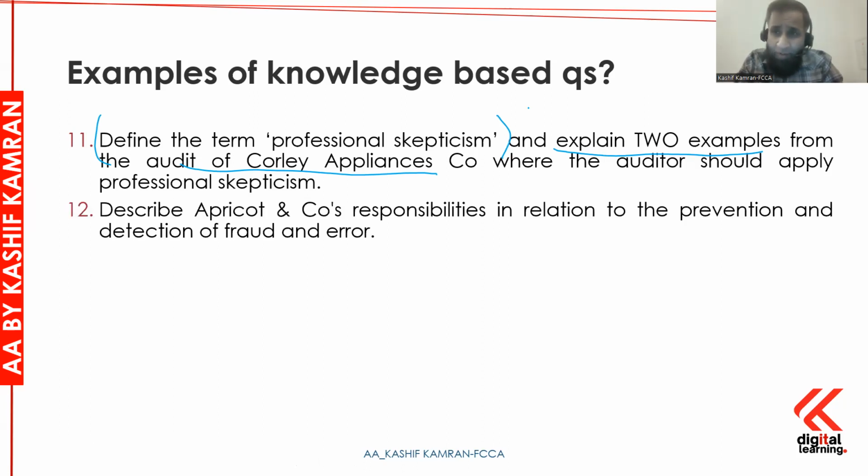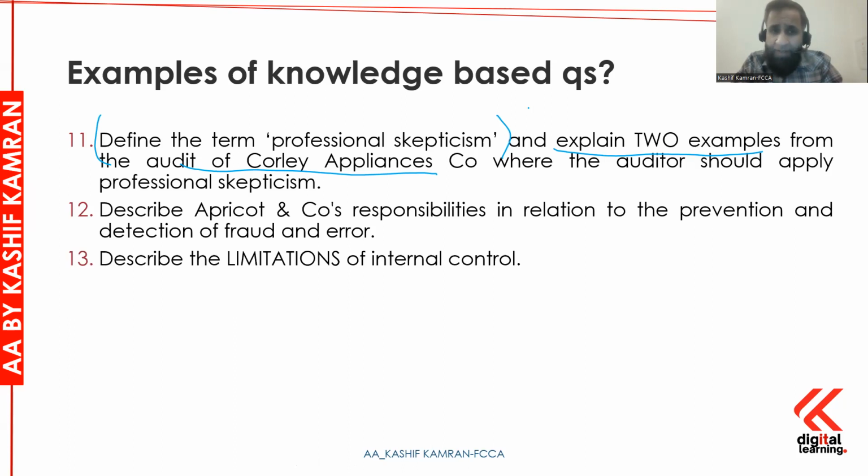Describe Apricot and Company's, that's the audit firm's, responsibilities in relation to prevention and detection of fraud and error. This is quite a typical question: the responsibility of the auditor for preventing and detecting fraud. 13th, describe the limitations of internal control. 14th, explain the importance of audit planning.